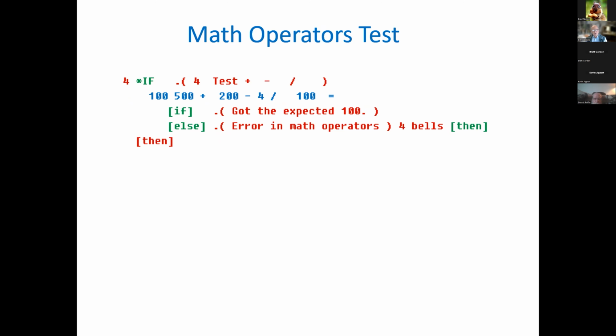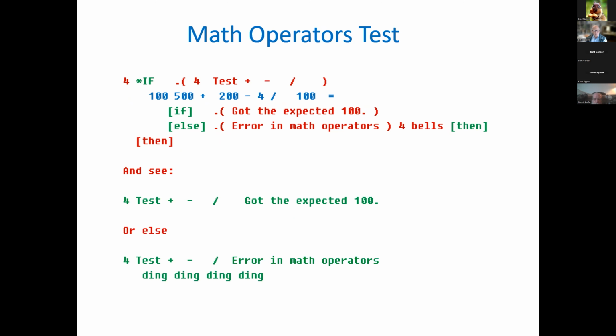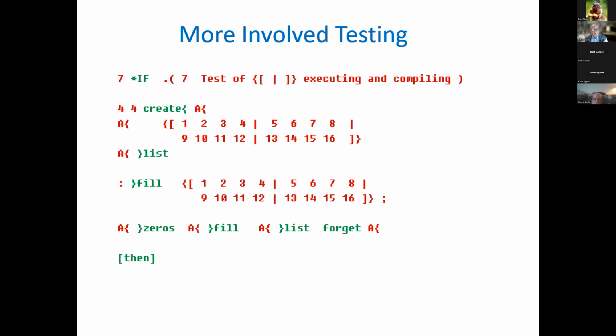And if they operate correctly, we will get the number 100, which is expected. And if they are in error, then we're going to ring the bell 4 times. There are 2 messages. The first message says we got the expected 100. The second message says we have an error in the operators. And then we wake up the operator by 4 bells. In this case, the test goes properly. We got the expected 100. And this is an example. If the operators are in error, we'll see the introductory message, and then here you go, ding, ding, ding, ding. So it's very interactive. It'll wake up the operator if there's an error in the process.